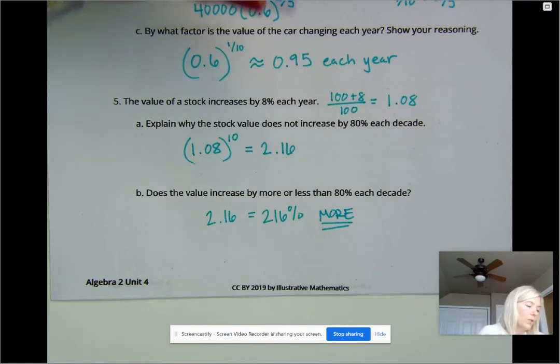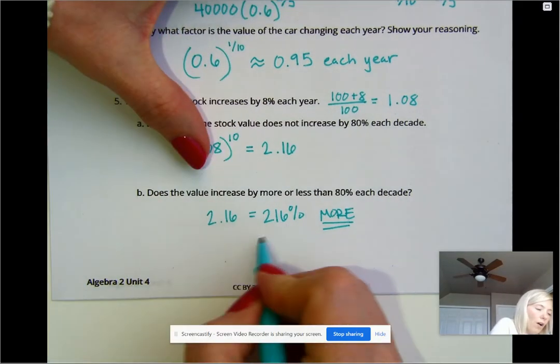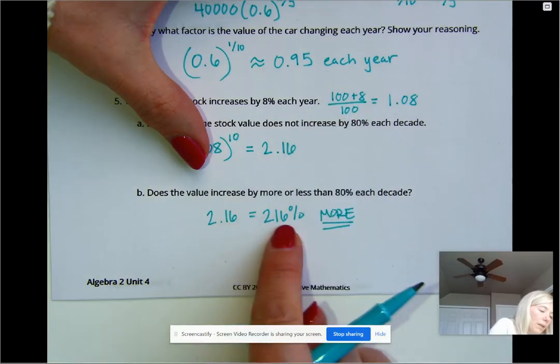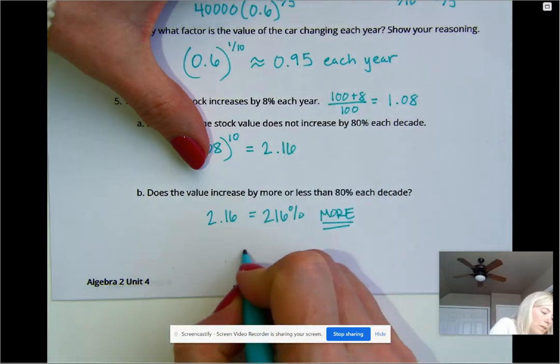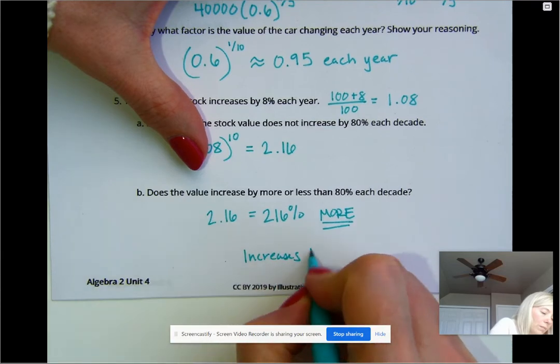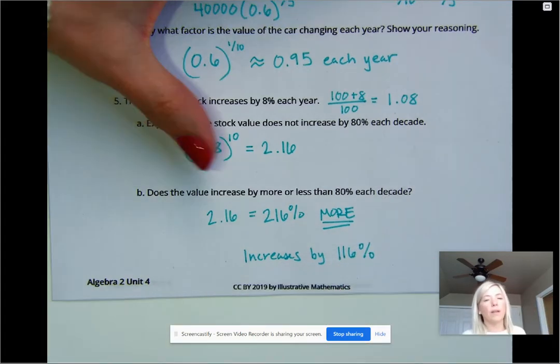Oh, and then also, sorry. So also on that, I forgot to take off the 100. So this is like the percent of it, but that means it increases by 116%. Forgot to do that last little part.